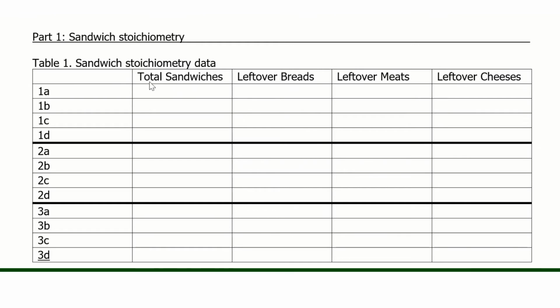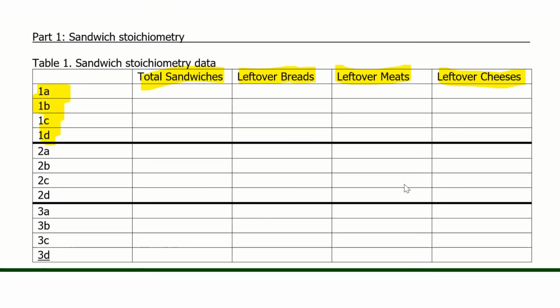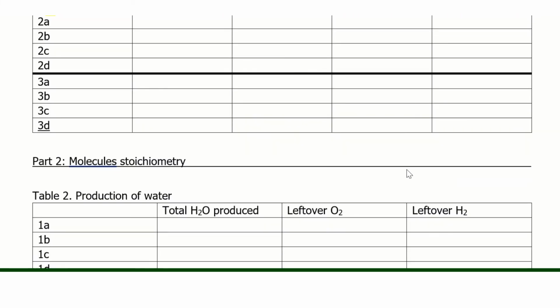How many total sandwiches, how many leftover breads, how many leftover meats, leftover cheeses. For some of these situations, I think it was meats did not apply, like we weren't using meats to make the sandwiches, so just leave that blank or cross it through, whatever you want to do. And then for the rest that do include meat, just make sure to record that.